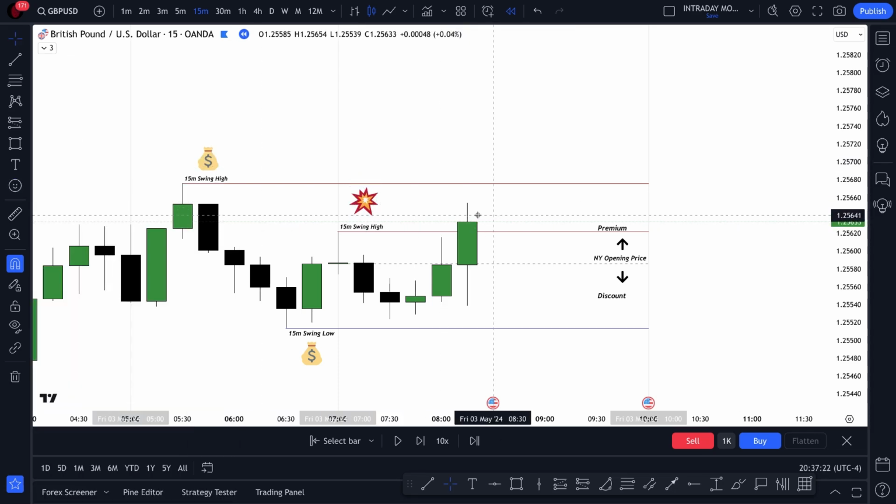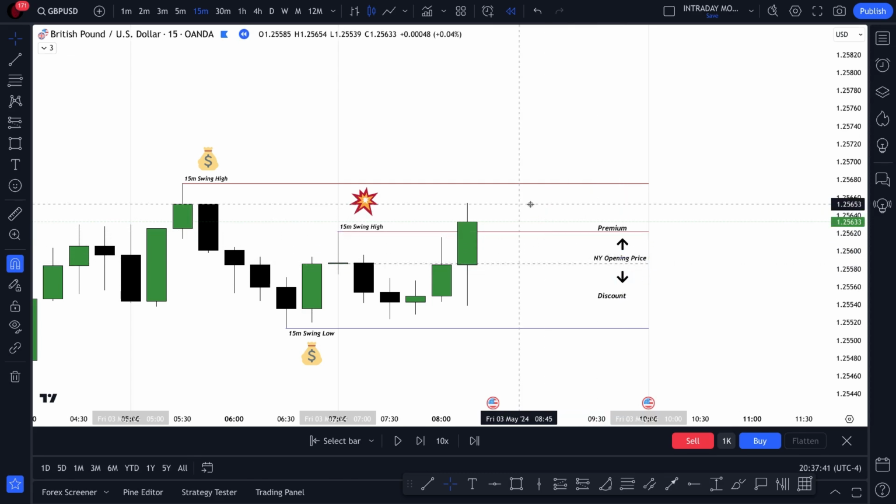At this point, I would be looking for a short opportunity, but I need to look for my entry. My entry needs to form first in order for me to go short. Also, we're in an overbought condition. We want to sell in this condition because we're above fair value of the New York opening price. Price is a lot more expensive.